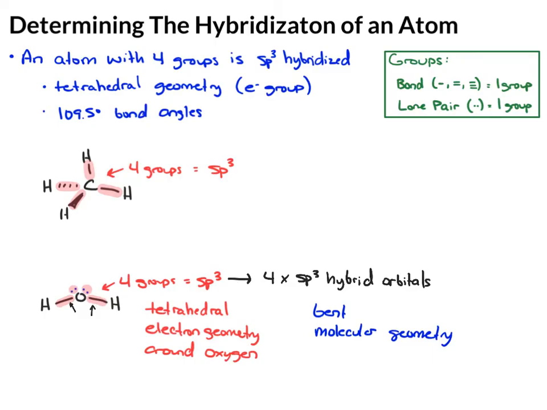So sometimes you might see water written kind of like this, where the sp3 orbitals are drawn on the oxygen. And we can say each lone pair is in an sp3 orbital.